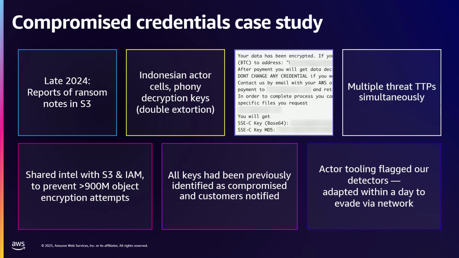So putting all these factors together, we took the detections we had notified customers about, that we saw of the tooling, and we fed them directly into the S3 and identity control planes and data planes to stop this activity cold, the actual techniques the actors were using for the encryption. Once we had this deployed, it stopped the activity 100%, and over 900 million attempts to encrypt objects were stopped.